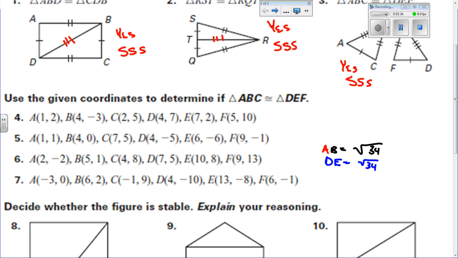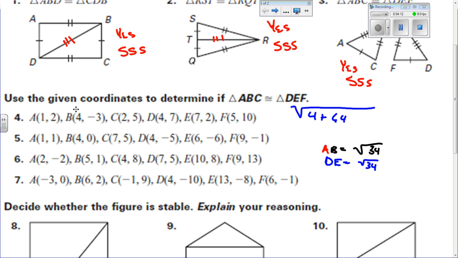We're obviously going to need to be doing these on a different sheet of paper. 4 minus 2 is 2 squared, that's 4, plus negative 3 minus 5 is 8 squared, that's 64. So this is going to give you the square root of 68 for BC. Let's check to see if EF is the same thing. 2 squared and 8 squared. So it's going to be 4 plus 64, so it's the square root of 68 also.